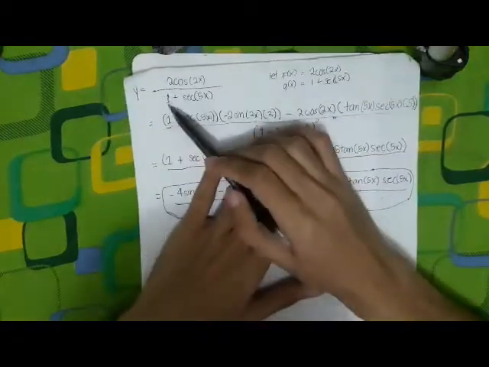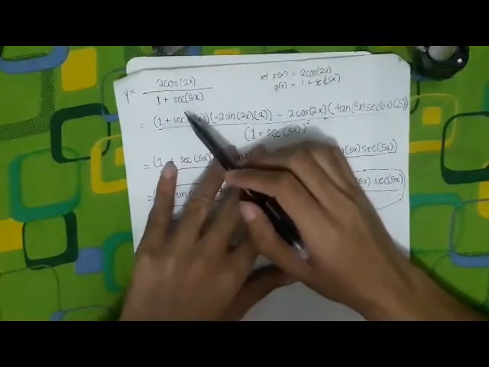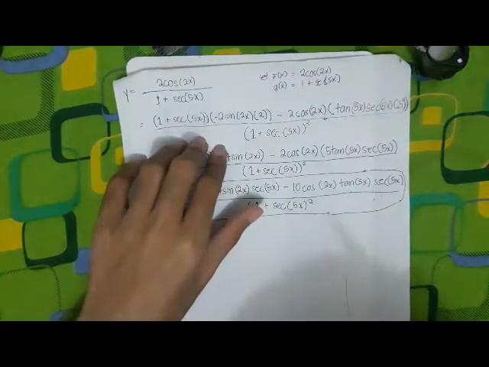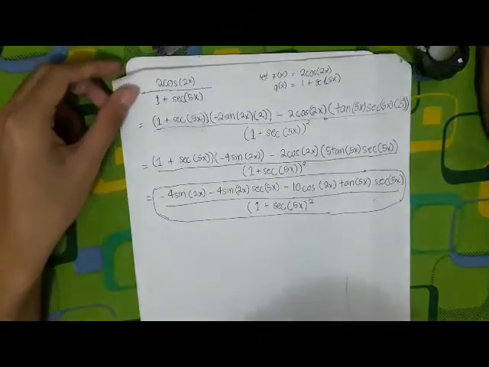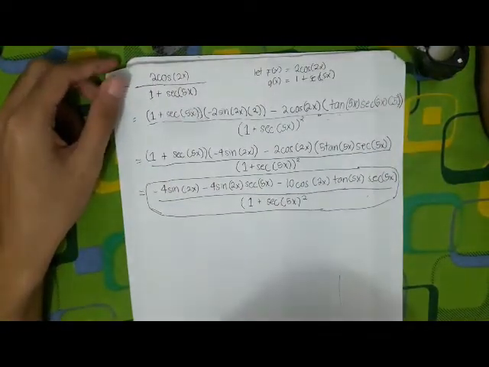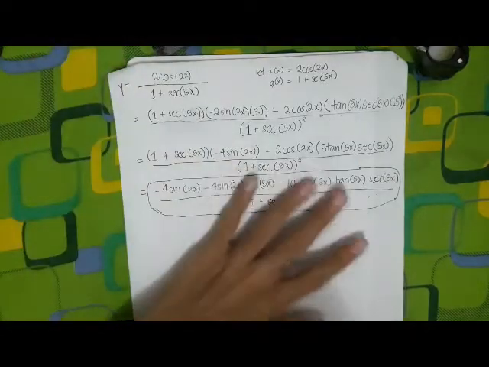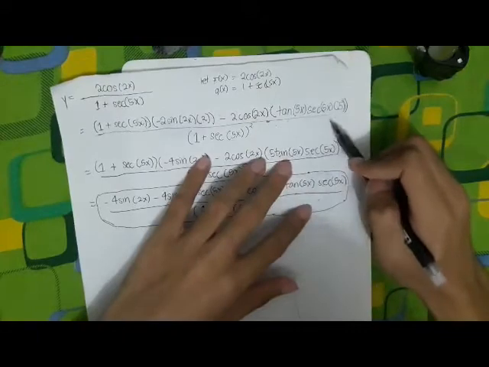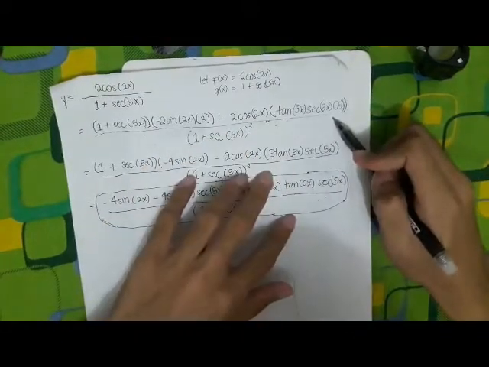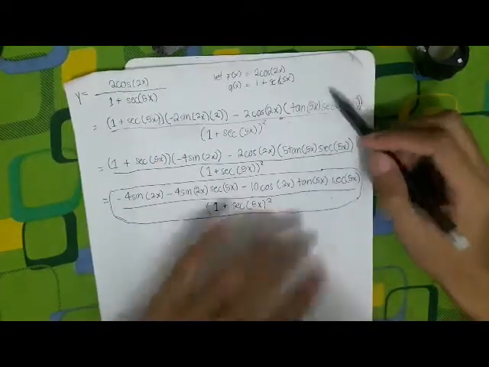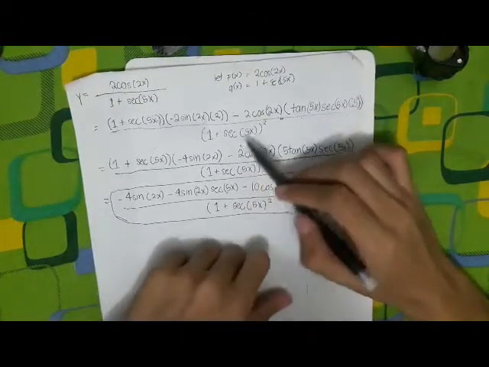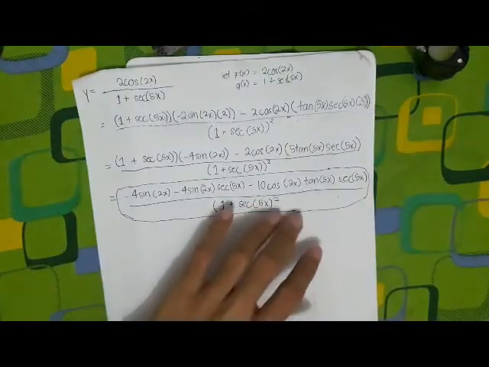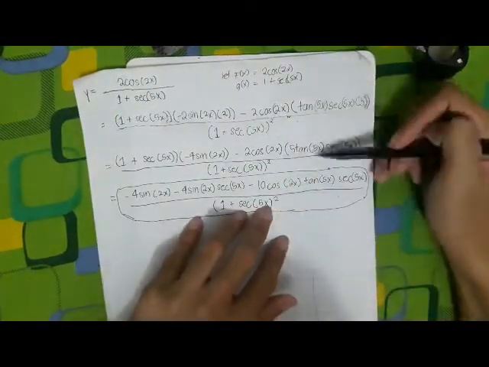The derivative of 1 is equal to 0, while the derivative of secant 5x is, using secant u, tan u secant u times the derivative of u, which here will be tan 5x secant 5x times the derivative of u, which is 5, over (1 plus secant 5x) to the power of 2.